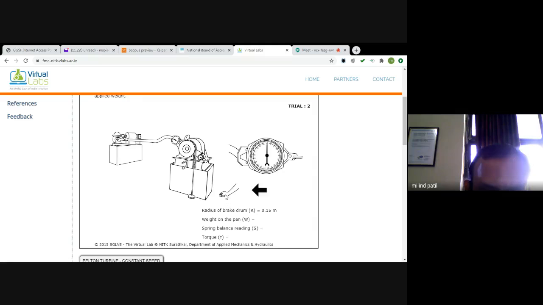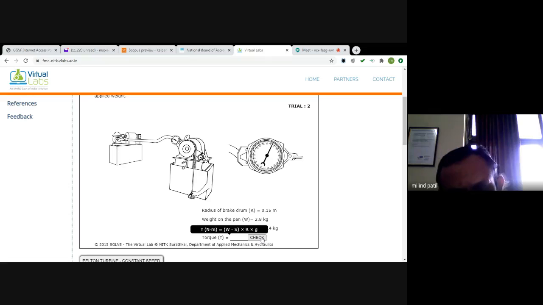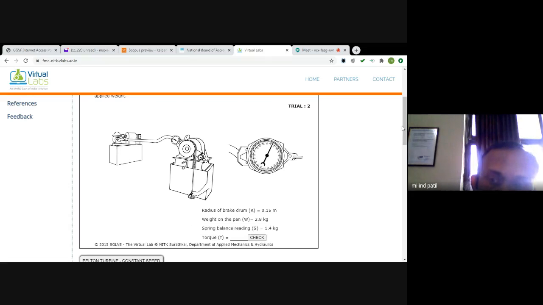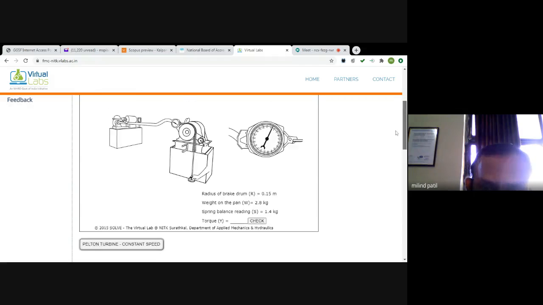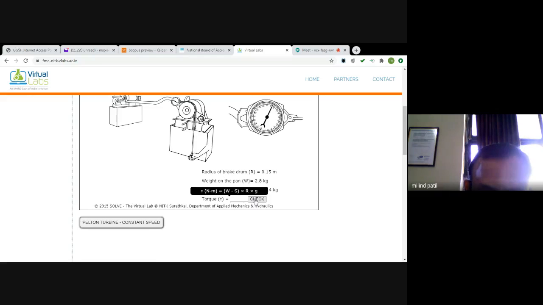Now increase the load. Just click on this hand. Now the load is added. The load in the pan is now 2.8 kg. Spring balance reading is 1.4 kg. Again, go on continuing this entire practical and come up with your solution. We'll move faster. We have to calculate torque first. Torque is 2.8 minus 1.4.